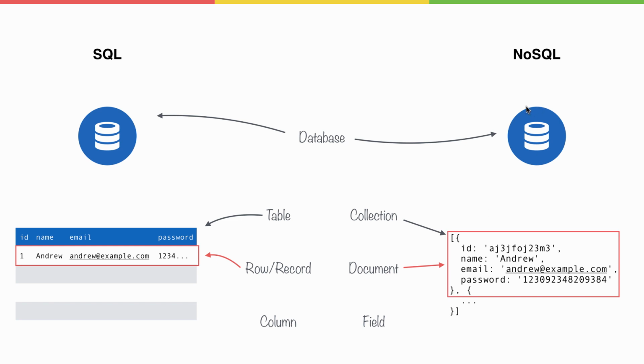So we're going to create a database for the to-do app. We're going to have a collection of users. We'll have individual user documents, and those documents will have fields. Enough of this vocab. Let's go ahead and actually start using MongoDB.